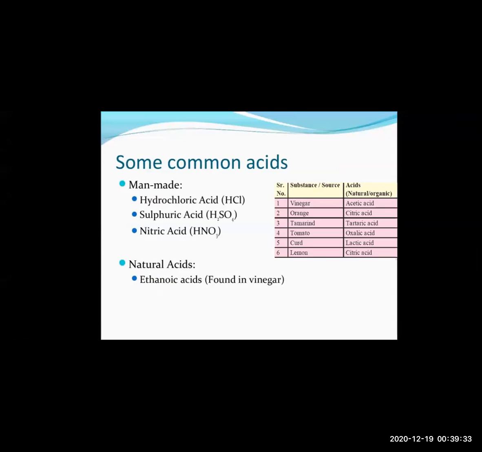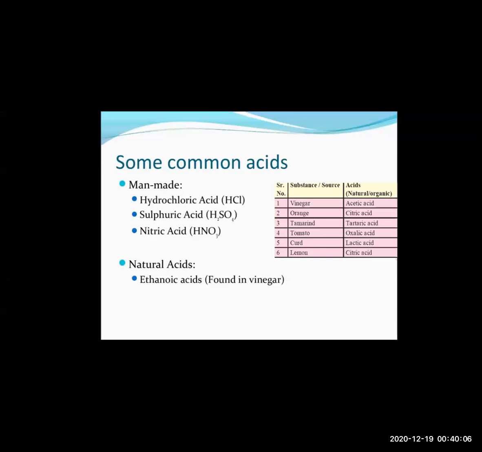So in vinegar, what type of acid is present? Acetic acid. And in orange, what is present? Citric acid. Even in lemon also citric acid is present. Then tamarind, which type of acid is present? Tartaric acid. And in tomato, oxalic acid is present. And in curd, which type of acid is present? Lactic acid. Now these acids are natural, they do not harm.